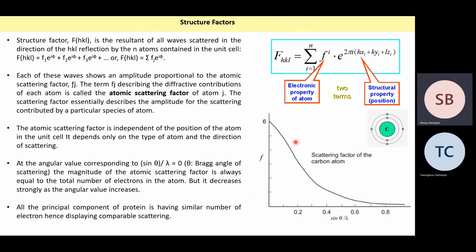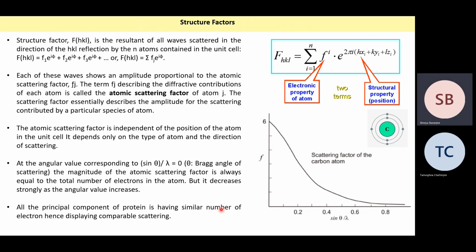As you can see, this is a graph of this small fi against sine theta by lambda, where theta is the Bragg angle. At sine theta by lambda 0, the f is maximum and it is equal to the number of electrons in the atom. So if you have scattering from a carbon atom, you know that carbon has 6 electrons. So the value of f will be 6 at sine theta by lambda 0. And as sine theta by lambda increases, the f value will slowly decrease.